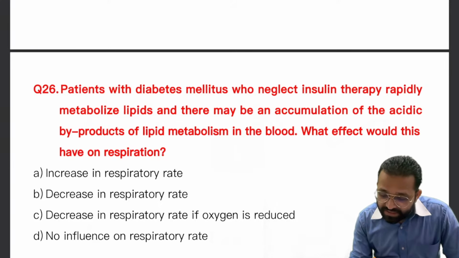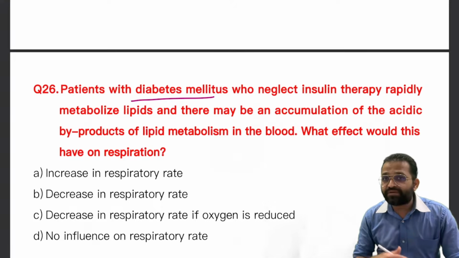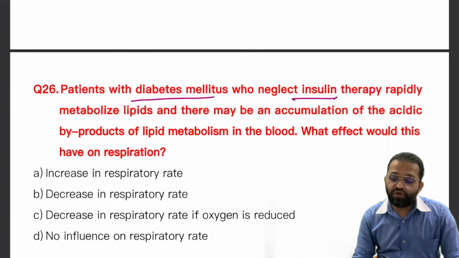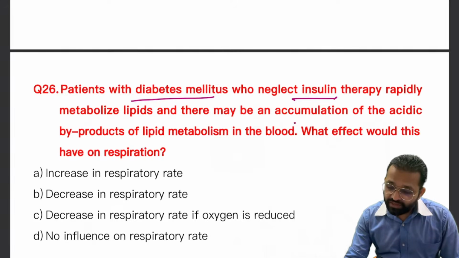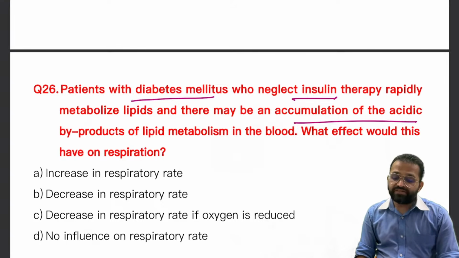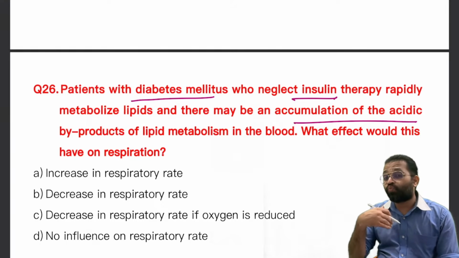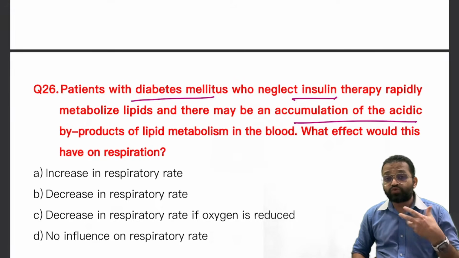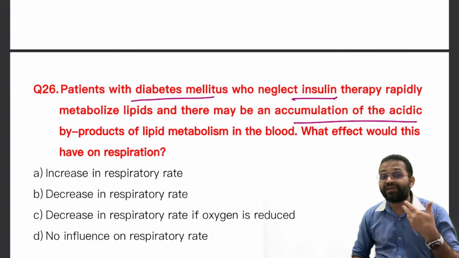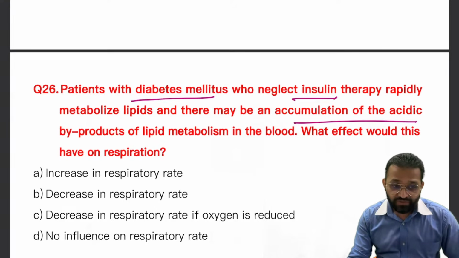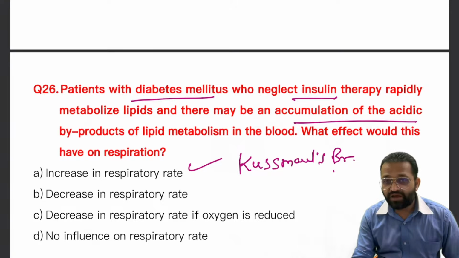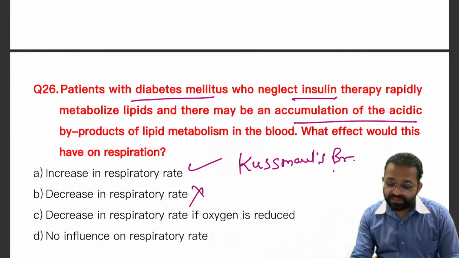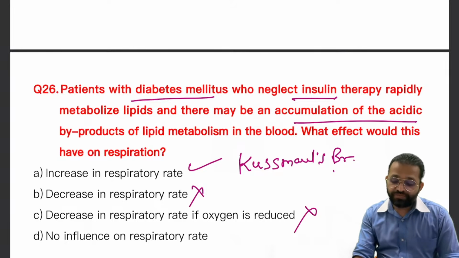Look here. This is the condition of diabetes mellitus. In diabetes mellitus, due to the deficiency of insulin, there is ketoacidosis. So there is an accumulation of acidic byproducts, and this will result in washing out the carbon dioxide. To increase the washing of carbon dioxide, definitely we have to increase the respiratory rate, which is also known as hyperventilation. Are you getting? Decrease in respiratory rate? No. Decrease if oxygen is reduced? No. No influence on respiratory rate? No.